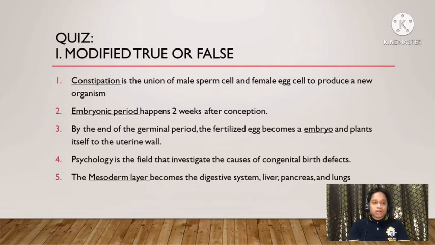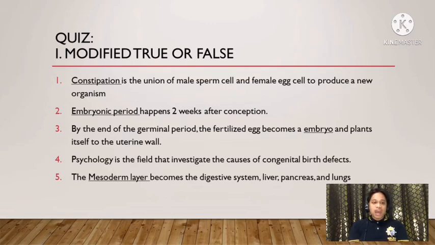Number 1, constipation is the union of male sperm cell and female egg cell to produce a new organism. I repeat, constipation is the union of male sperm cell and female egg cell to produce a new organism. The underlined word there is constipation. Number 2, embryonic period happens 2 weeks after conception. I repeat, embryonic period happens 2 weeks after conception. The underlined word there is embryonic.